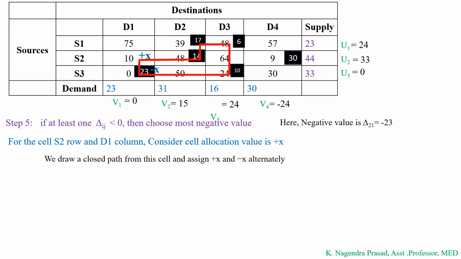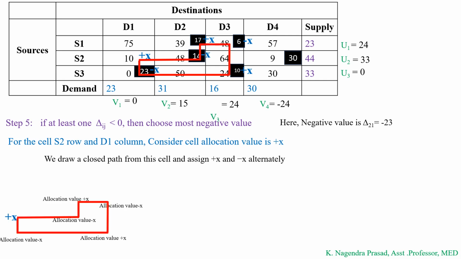It already has the initial allocation 23. Then here the allocation value is 23 minus x. Next one, 10 plus x. Next one, 6 minus x. Next one, 17 plus x. Next one is 14 minus x.